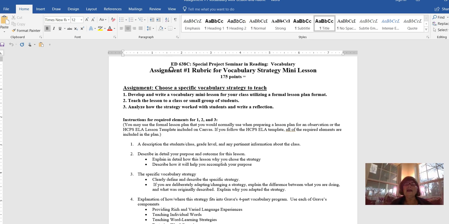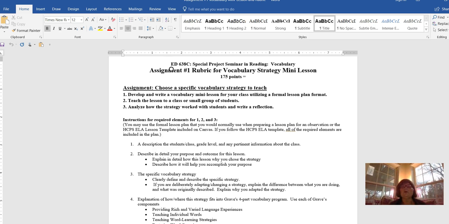The first assignment is a vocabulary strategy mini lesson. In other words, you're going to develop a lesson specifically with vocabulary. The directions are on the rubric. And number 1, you're going to develop and write a vocabulary mini lesson for your class.